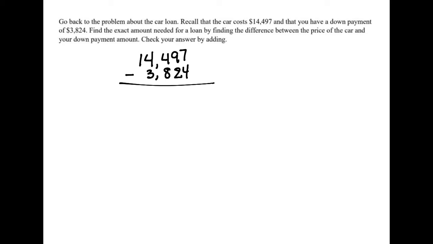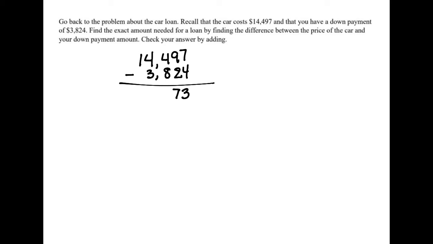Okay? So with the ones place right here, 7 minus 4, we can do that. So that's 3. Then move over to the tens. 9 minus 2, you can do that as well. That's 7. Move over to the hundreds. 4 minus 8. Cannot do that one, can I? So we're going to have to borrow here.